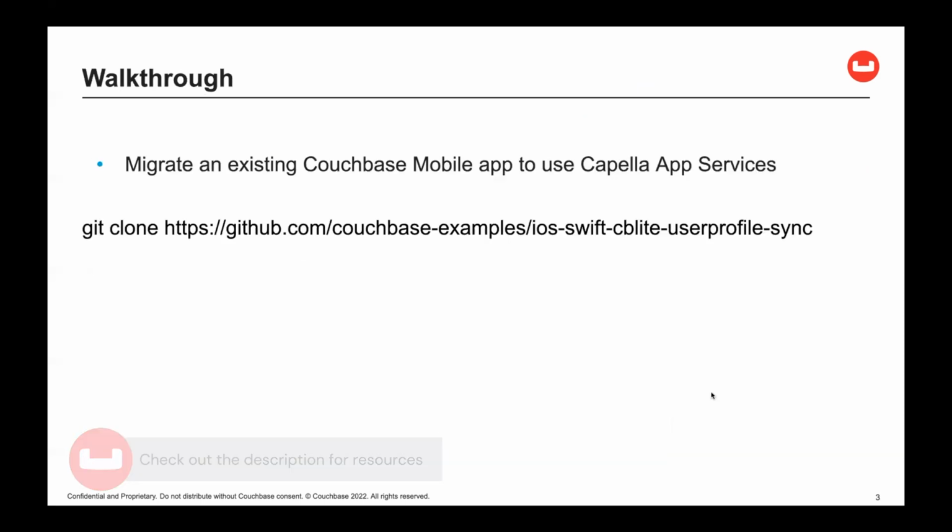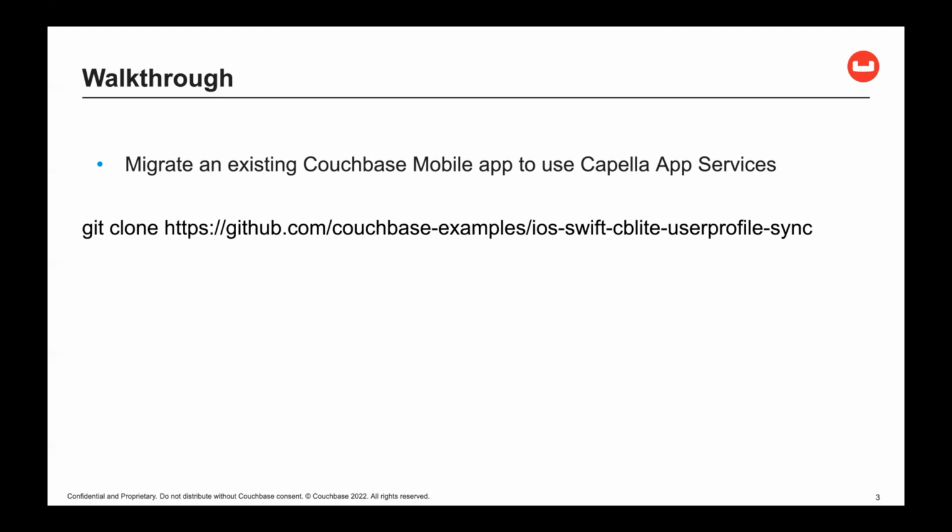The proof is in the pudding. Let's get started with the walkthrough. So what we are going to do is migrate an existing Couchbase Mobile application to use Capella App Services. If you'd like to follow along with this walkthrough, go ahead and clone this repo.